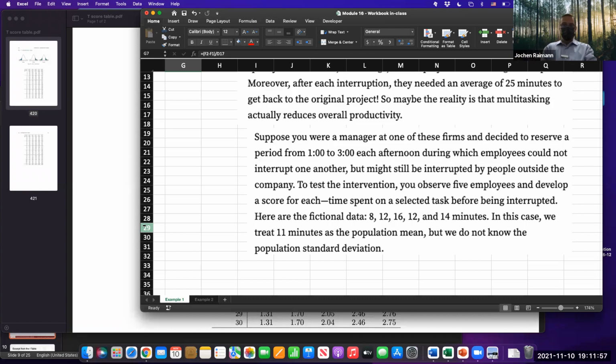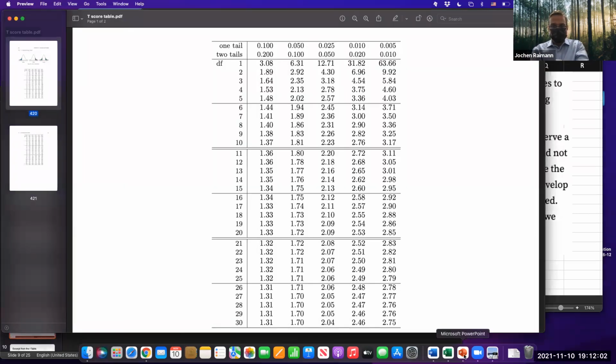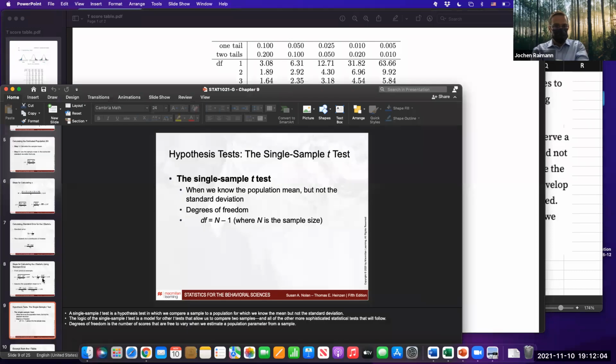So avoiding shielding employees from interruption does not make a difference, which I contest, but that's a different conversation. Okay.